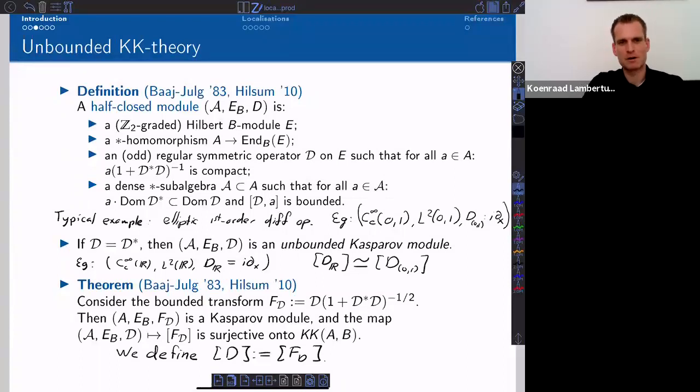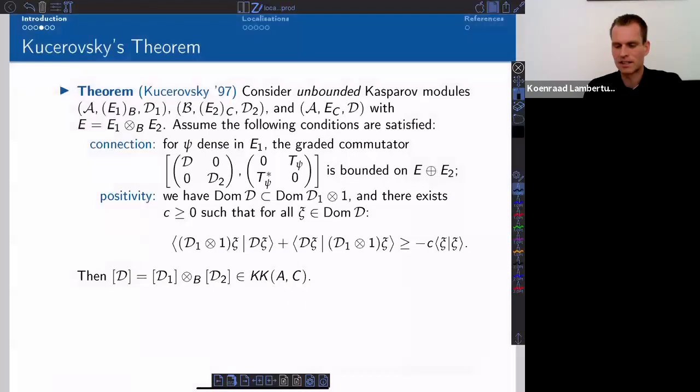Okay, so this is the unbounded picture of KK theory. So then the question is, can we describe also the Kasparov product in this unbounded picture? I just showed you this theorem by Connes and Skandalis for how we can describe this in the bounded picture. And then Kucerovsky provided us with a similar theorem in the unbounded picture.